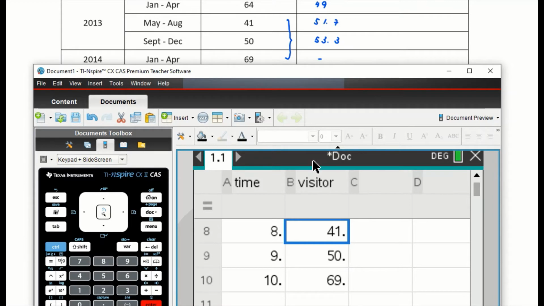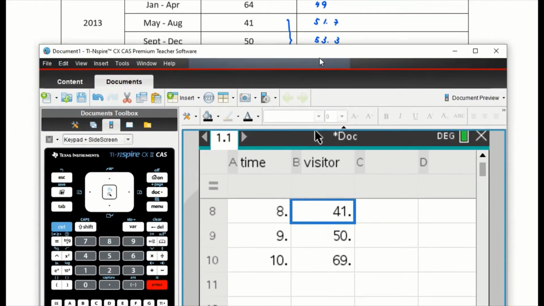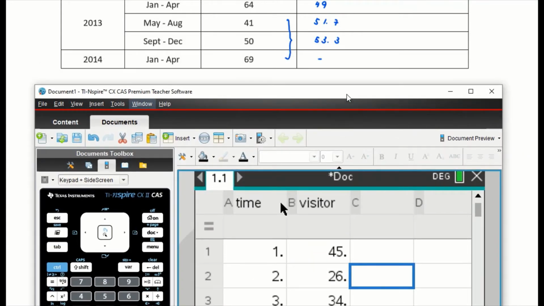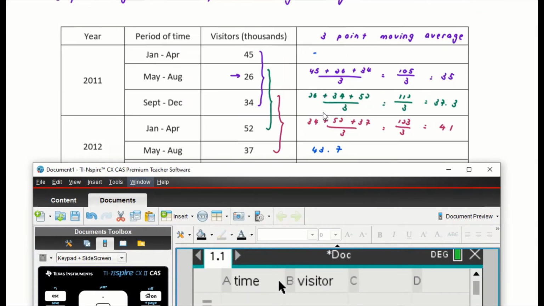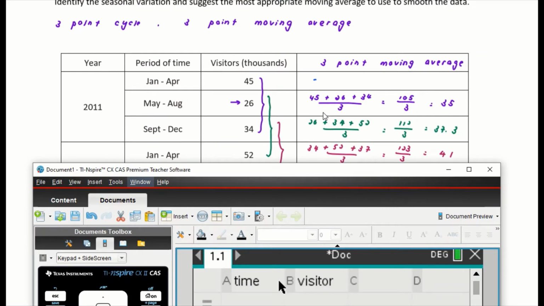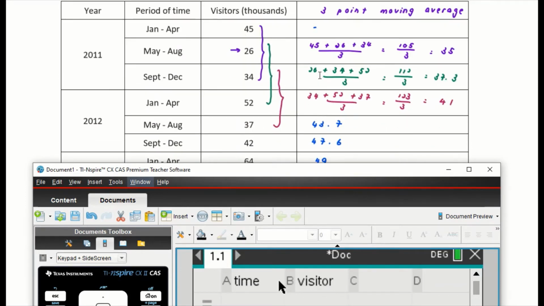Alright, so after you have keyed in all the values, now we need to see how to give the command to the calculator so the calculator can work for us. Let's look at our table here first. You see we are doing a 3-point moving average, right? Then how do you get all these values exactly? It's by finding the sum of these three numbers and then you divide by 3. Then you continue the same process again, finding the sum for these three values, then you divide by 3.